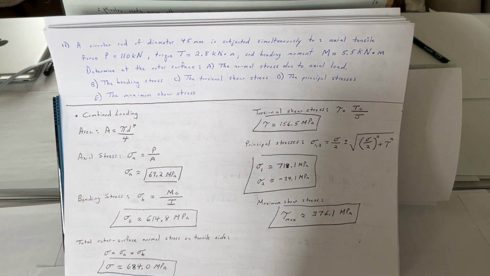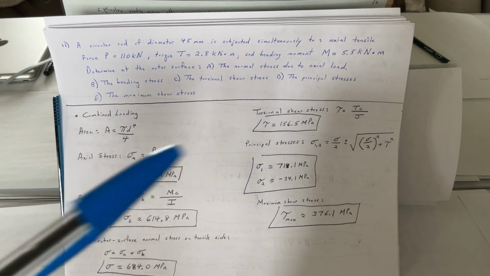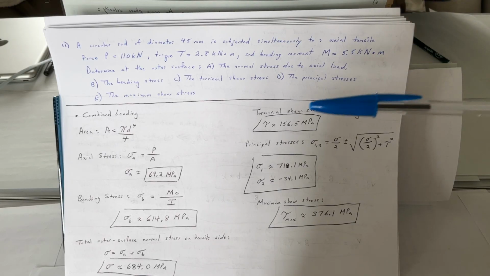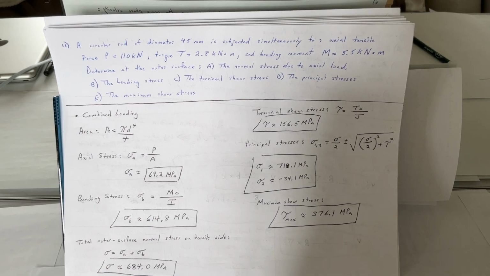Total outer surface normal stress on tensile side, that's going to be sigma is the sum of sigma sub A plus sigma sub B, and that's going to be about 684.0 MPa for sigma. Our torsional shear stress, that's going to be tau is about T sub C over J, which is going to lead to 156.5 MPa approximately.